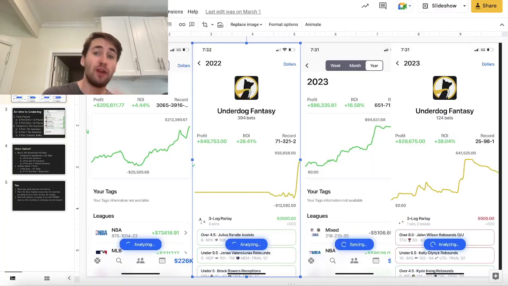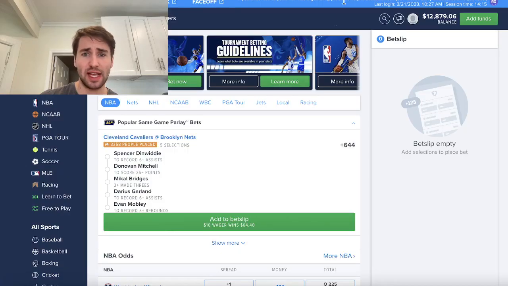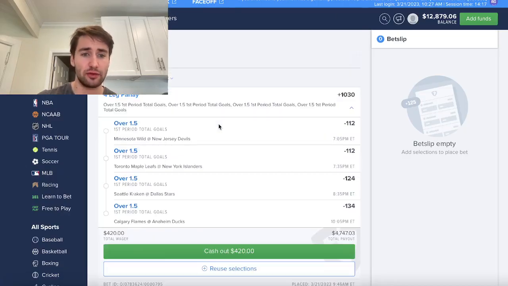But the point is, when you find value, when you find an edge, and you have an edge in all your picks, you win long term due to the law of large numbers. But anyways, that's what I have on Underdog Fantasy. Let's head over to FanDuel because FanDuel had a kind of interesting one.